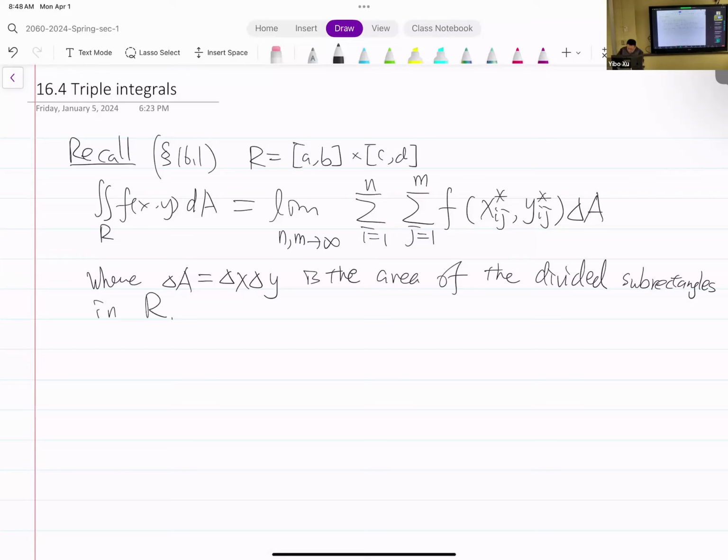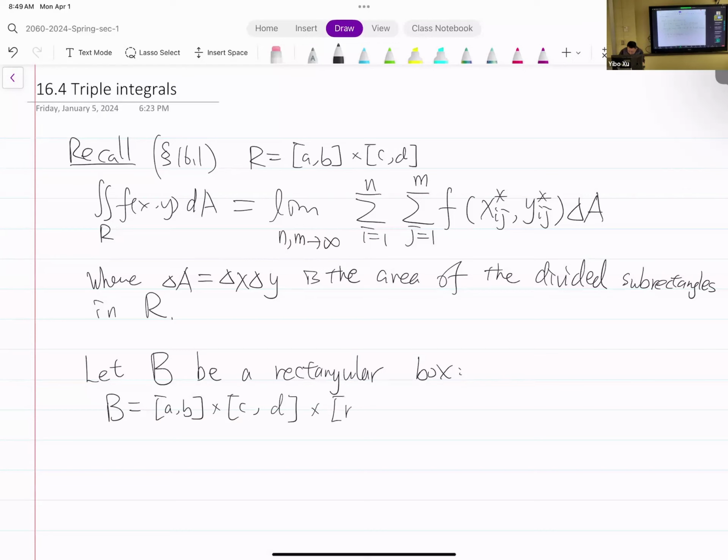So now, if we want to do the extension, we add only one more dimension. So it's going to be really similar. Now instead of R, let's call it cap B. It's going to be a rectangular box. Here, cap B is defined by the interval AB crossing the interval CD, crossing another interval from R to S.